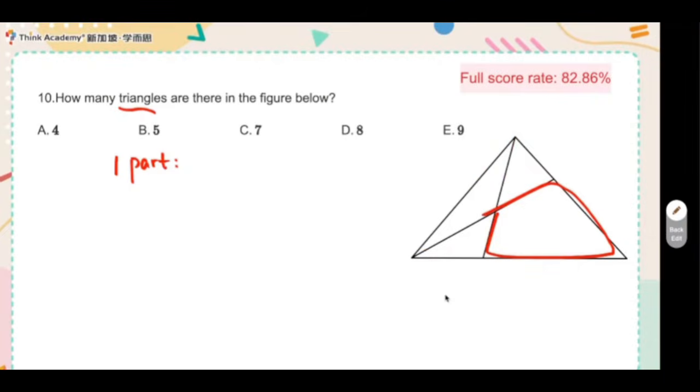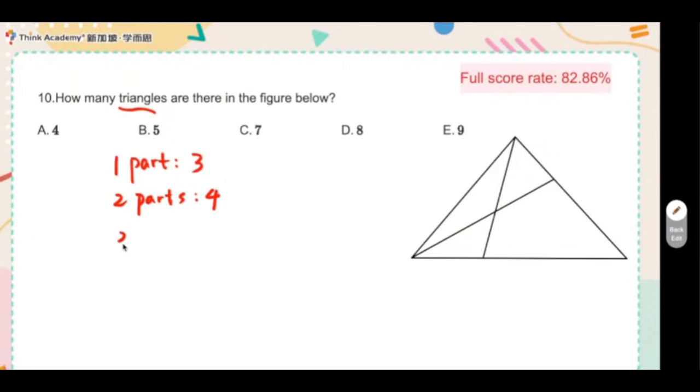This one, is it a triangle? Yes or no? Type in your chat box. No, this is not a triangle, right? We can see if we take only one part, then we can find 3 triangles. Then how about we combine 2 parts together? How many triangles can we have? Let's see. 1 triangle, 2 triangles. Oh, sorry. 3 triangles, 4 triangles. So we can see there are 4 triangles if we combine 2 parts together.